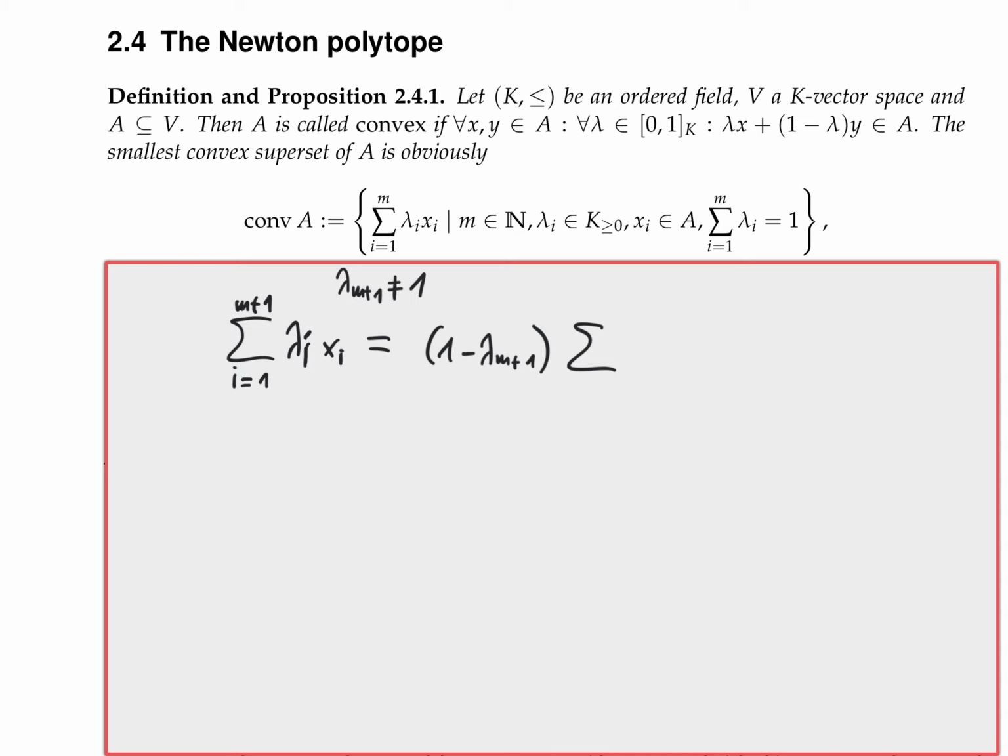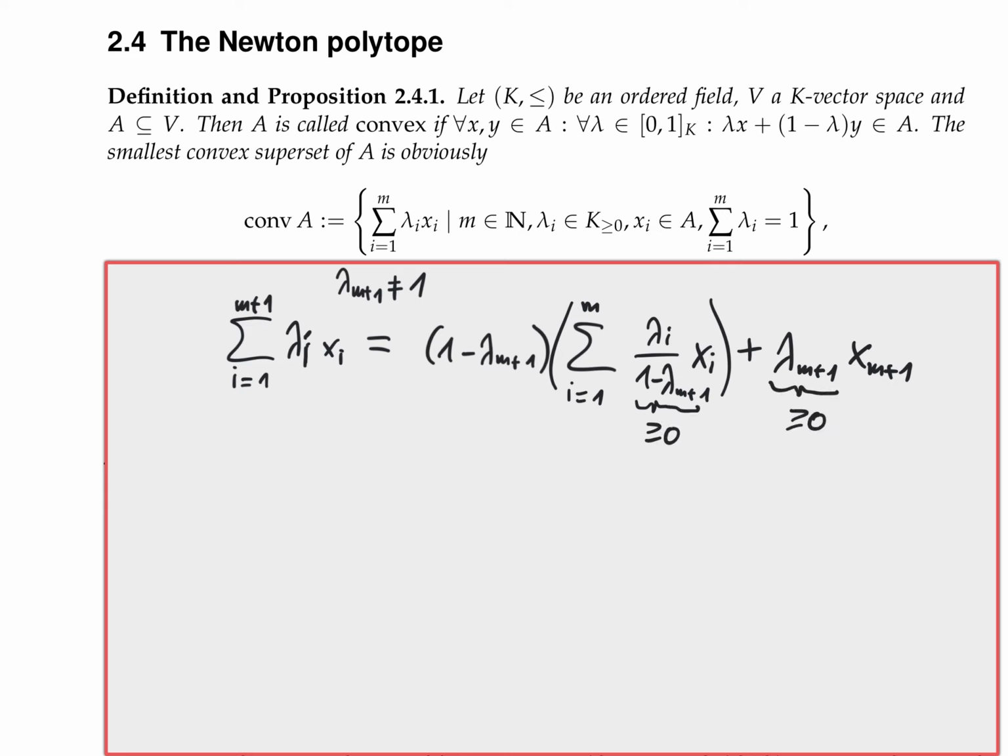So that was an equal one. So 1 minus lambda m plus 1 times the sum of lambda I divided by 1 minus lambda m plus 1, from I equal 1 to m, right? And then plus lambda m plus 1 xm plus 1, right? And I see here that there is missing the xi here, of course. So these things are non-negative, right? This, of course, was also non-negative.